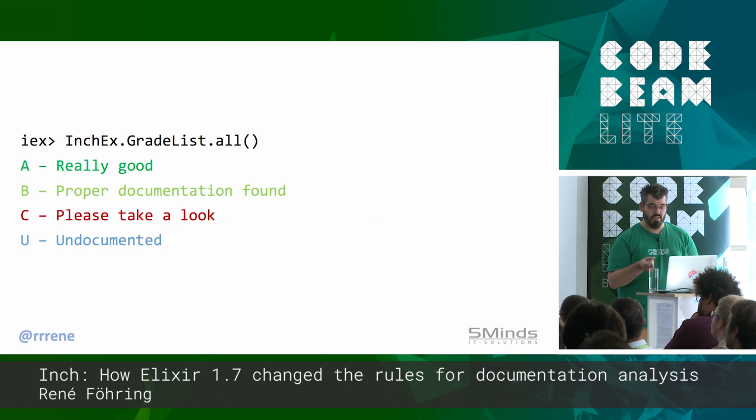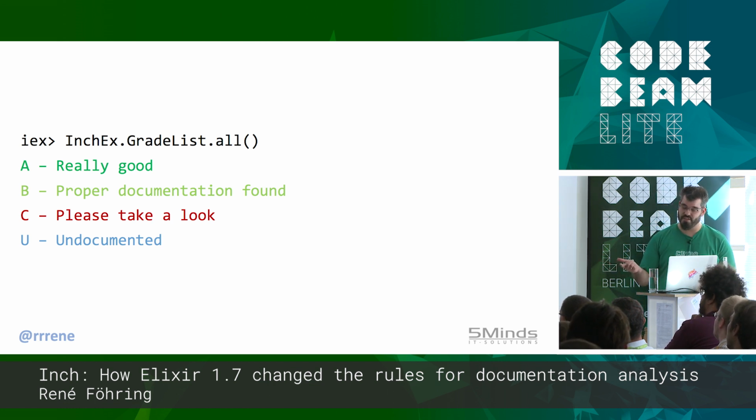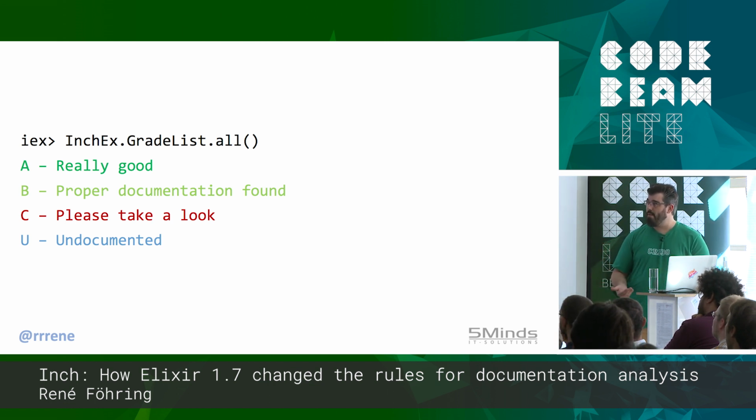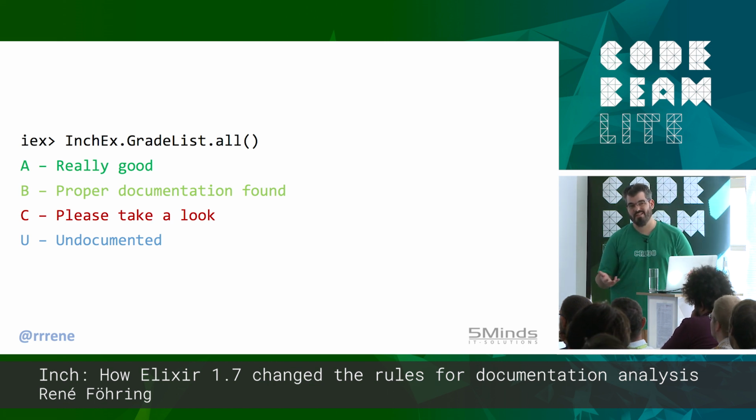Code objects are graded A, B, C, and undocumented objects are assigned a special grade U. A means this is really good, and Inch can't suggest anything else to do here. B means there was proper documentation found. You don't necessarily have to invest more time here.